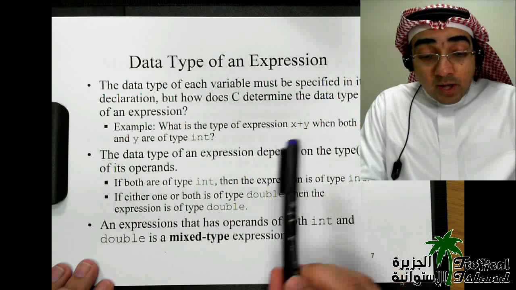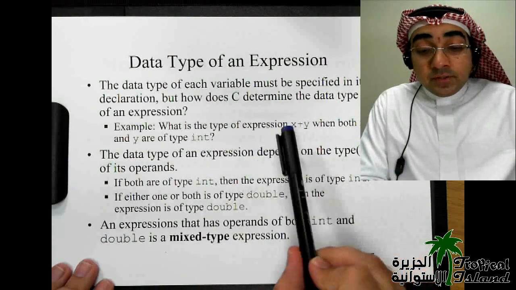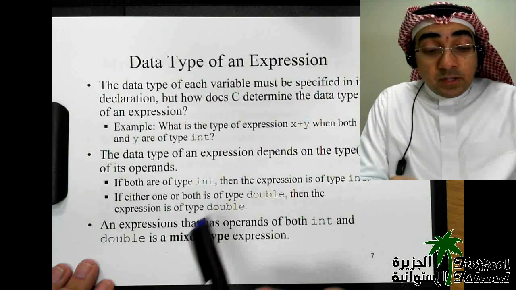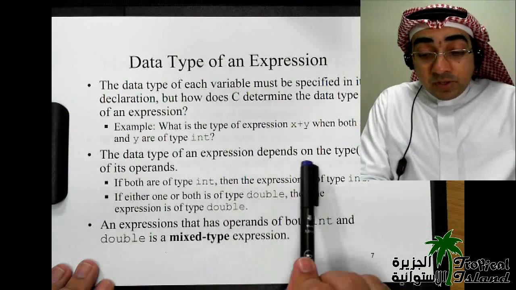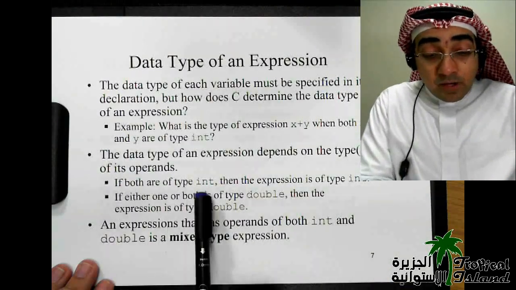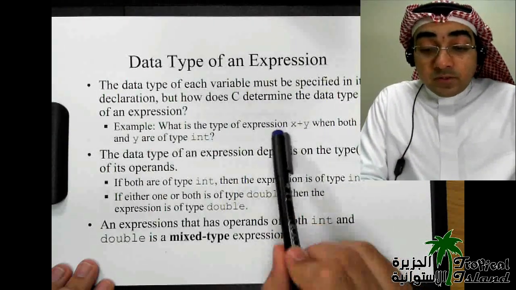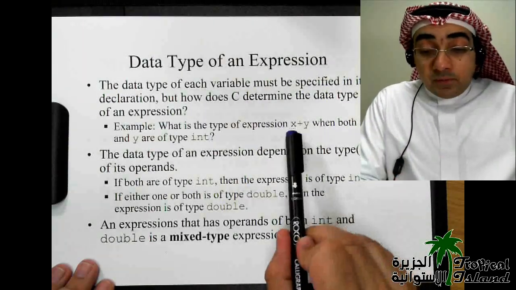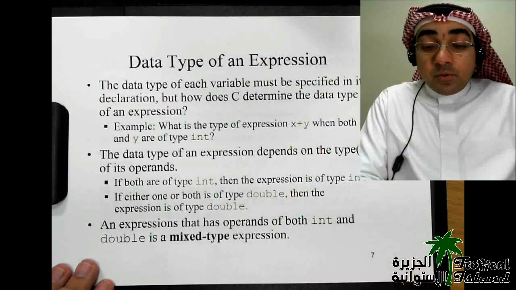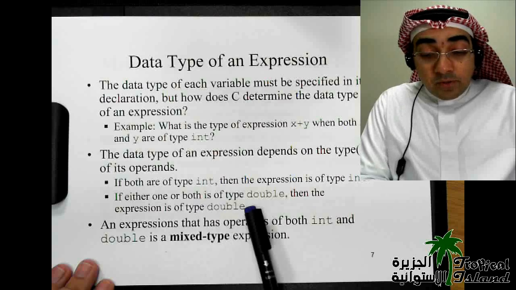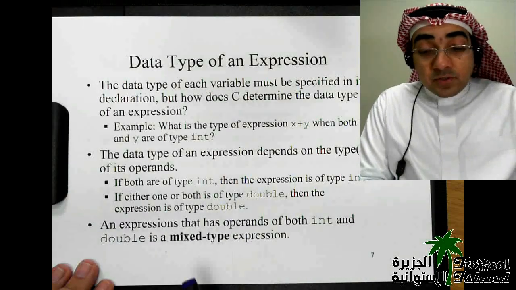So x plus y, if both x and y are integer, the result will be an integer because both operands are integer. The data type of an expression depends on the types of its operands. If both are integer, then the expression is of type integer, so you do an integer addition. If both are doubles, suppose x is a double and y is a double, you will get a double output. If either or both of the types are double, then the expression is of type double.